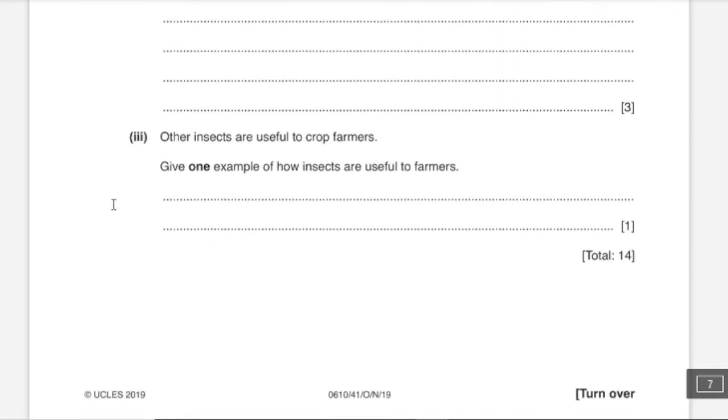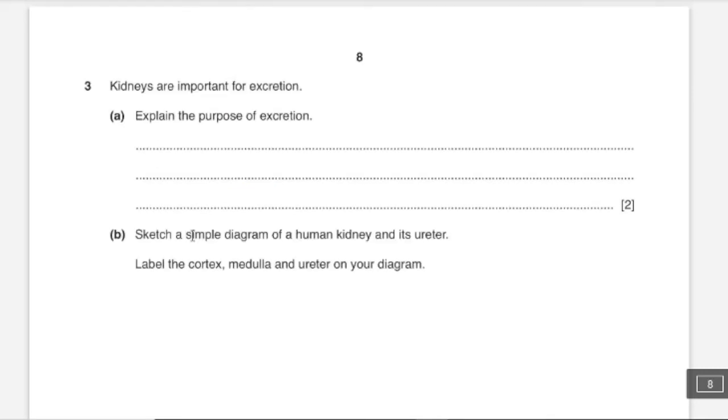Okay. Part 3. Other insects are useful to crop farmers. Give one example of how insects are useful to farmers. And the only situation that I can think of is by pollination, so that the insects can transfer pollen grains from one plant to another for reproduction.